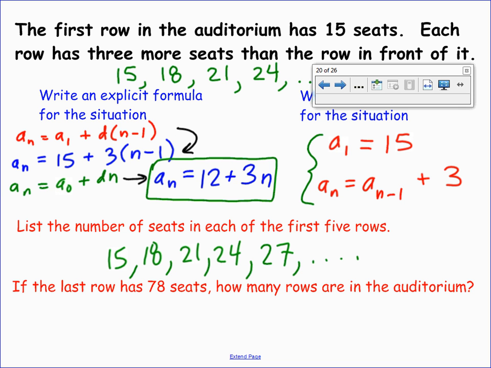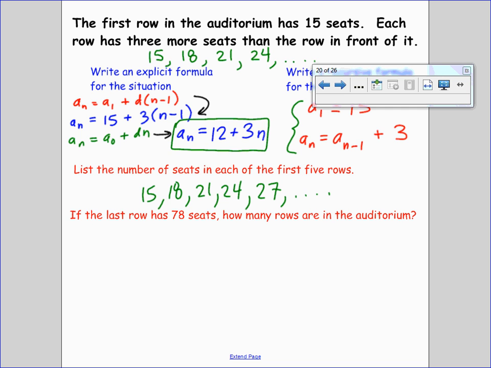Yeah, I would have to keep track of each of these rows and catalog them all the way up until I got to 78, and that could take a while. It's going to be much quicker and efficient to utilize my explicit formula since I have one. So let's do that. I'm going to plug in 78 seats, and where would that go? Would that go for the term number, or would that go for the number of seats? Number of seats. So let's go ahead and set my a sub n equal to 78 and solve for n to determine the row number.